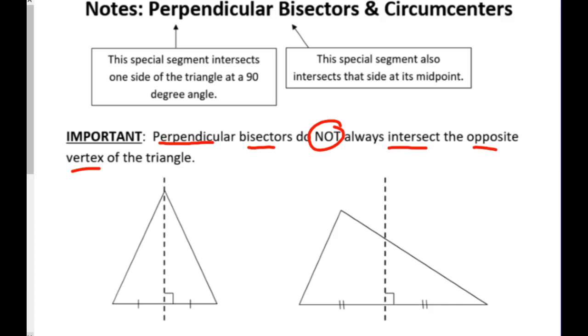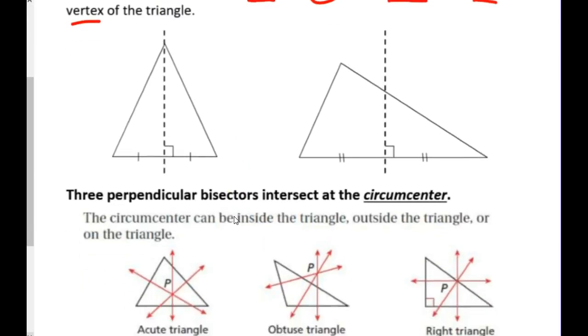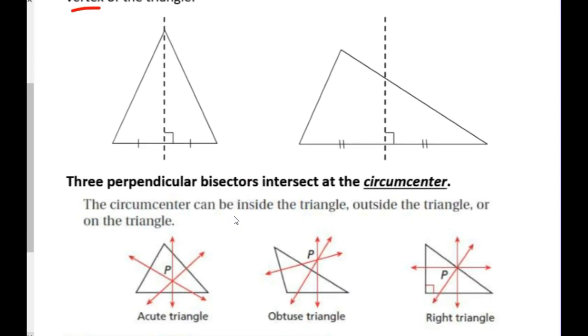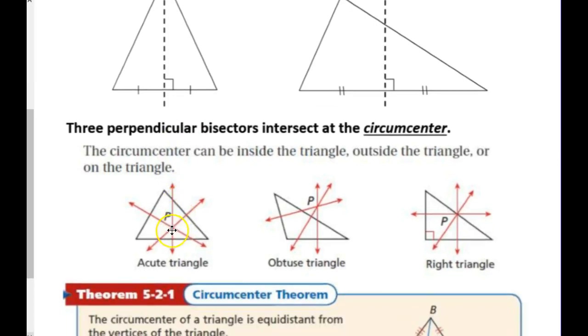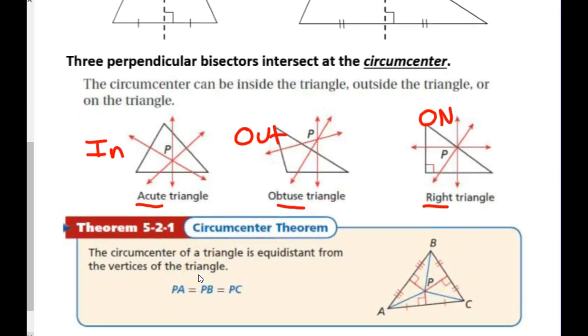That's why we have a different center for this one. It's called circumcenter. Now, down here, just like orthocenter, they can be in, out, and on. So the acute triangle, where's the circumcenter here? Inside. Write that down. Where's the circumcenter for the obtuse triangle? Outside. What about right? Right on. Cool? So orthocenter and circumcenter can be in, out, or on.